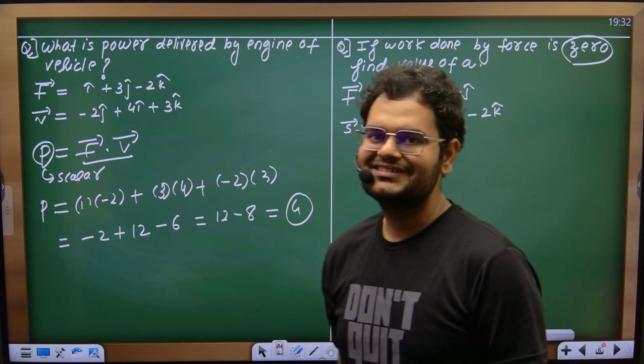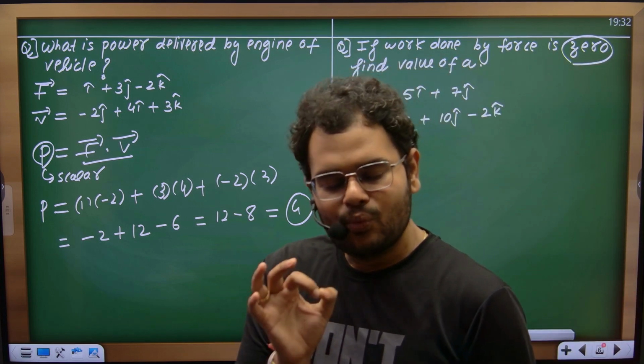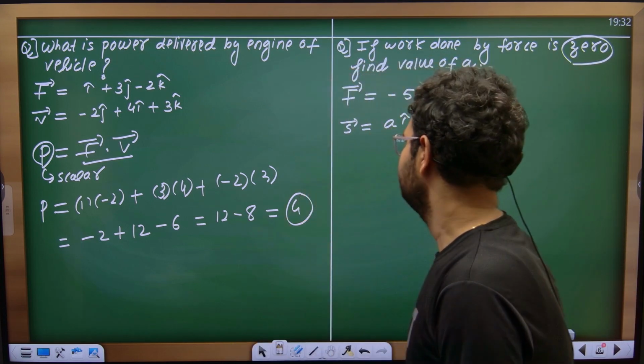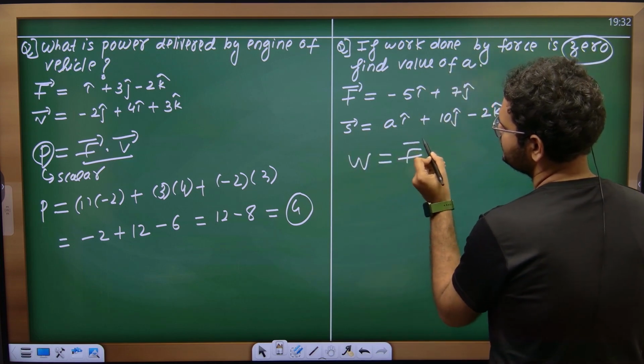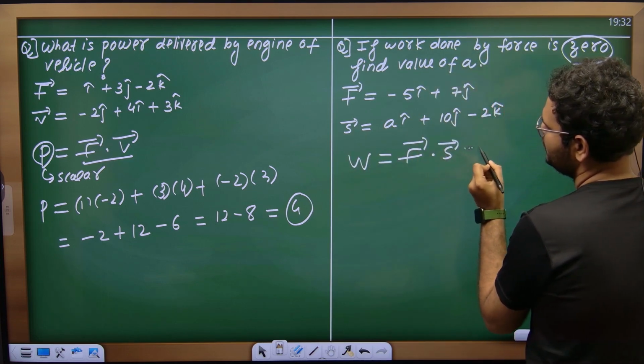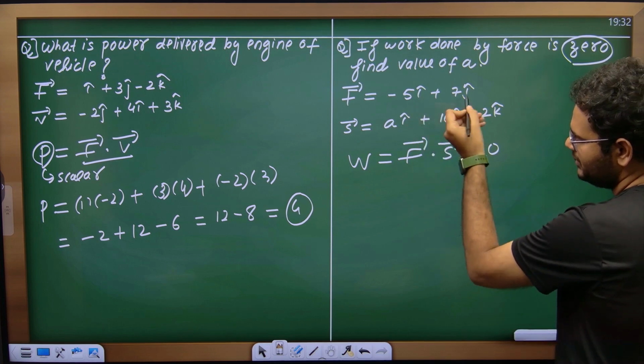How to do this? Work done is equal to 0. See, what is the formula for work done? Work done is simply F dot S. Sir, F dot S is what? 0. So just multiply this and do it.